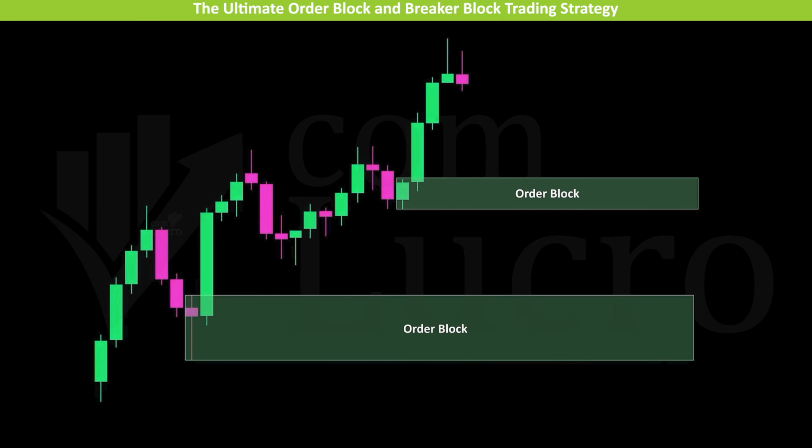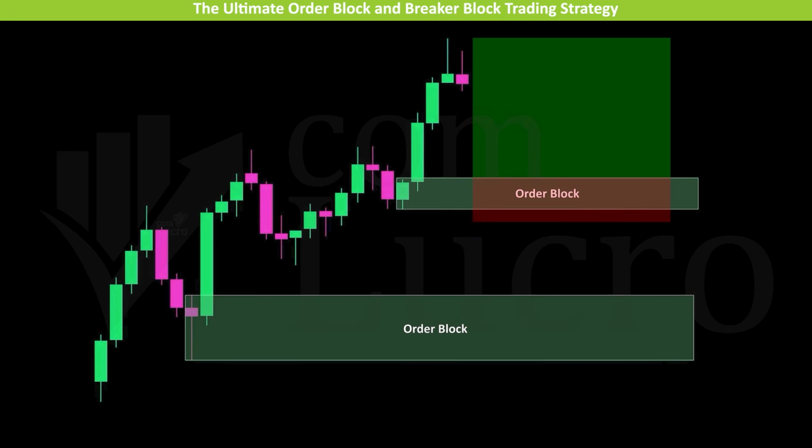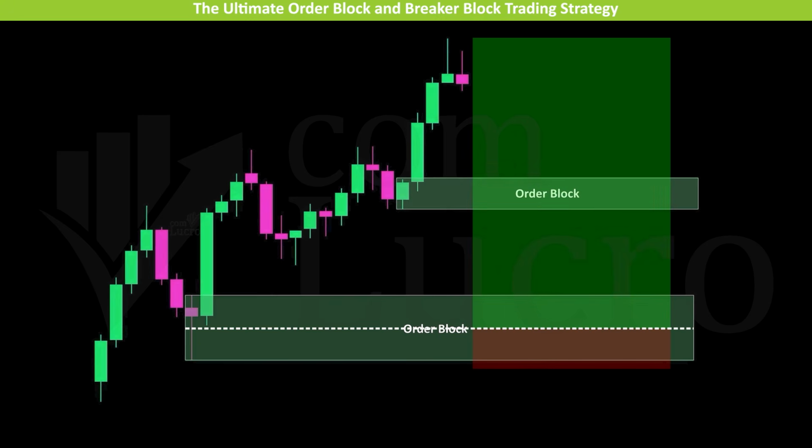Order blocks can vary in size. Some are small, while others can be quite large. When the zone is narrow, it's wise to use a slightly wider stop loss below it, because even though order blocks represent strong supply and demand areas, price does not always reverse exactly from the box. We need to give the market a little space to breathe before expecting a reaction. On the other hand, when the order block is large, you can place your entry closer to the middle of the zone to get a better price, or switch to a lower time frame to look for confirmation and rejection signals before entering.